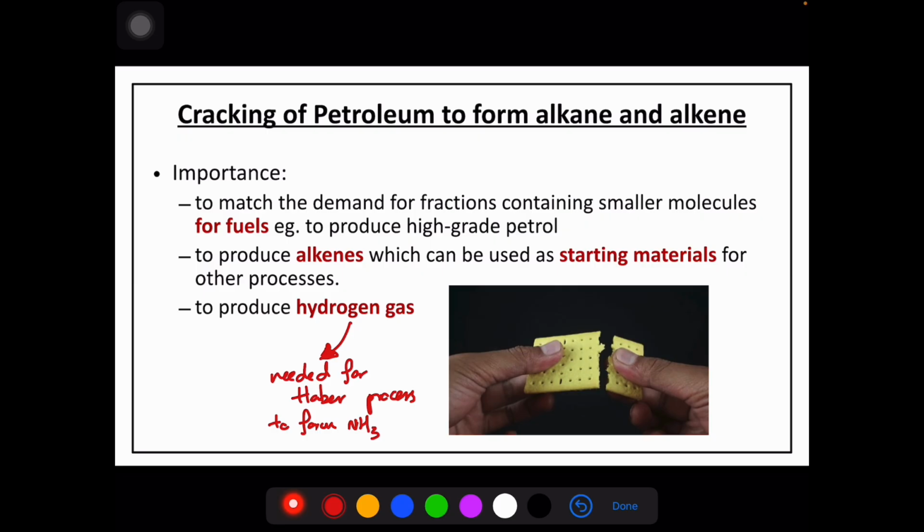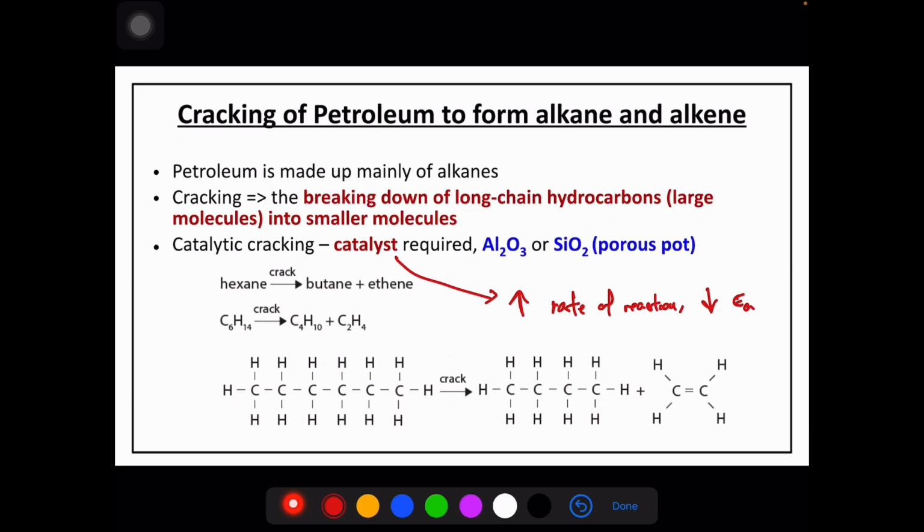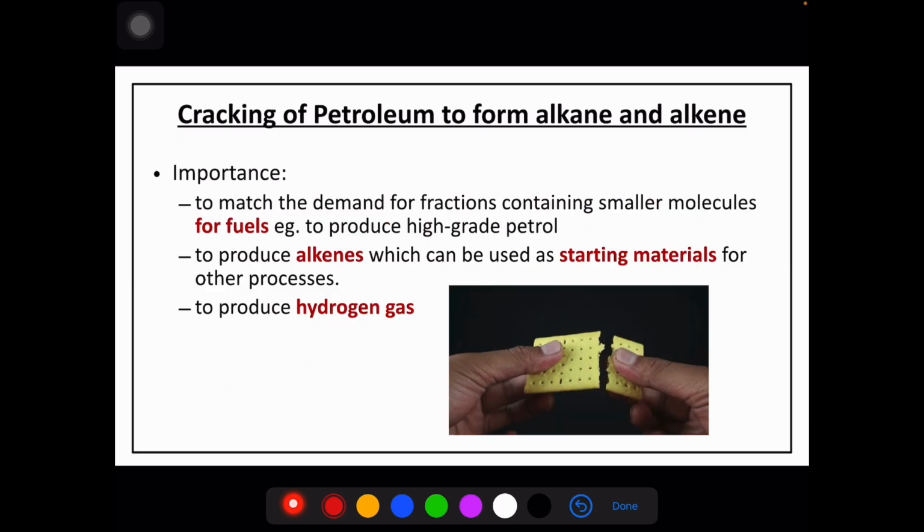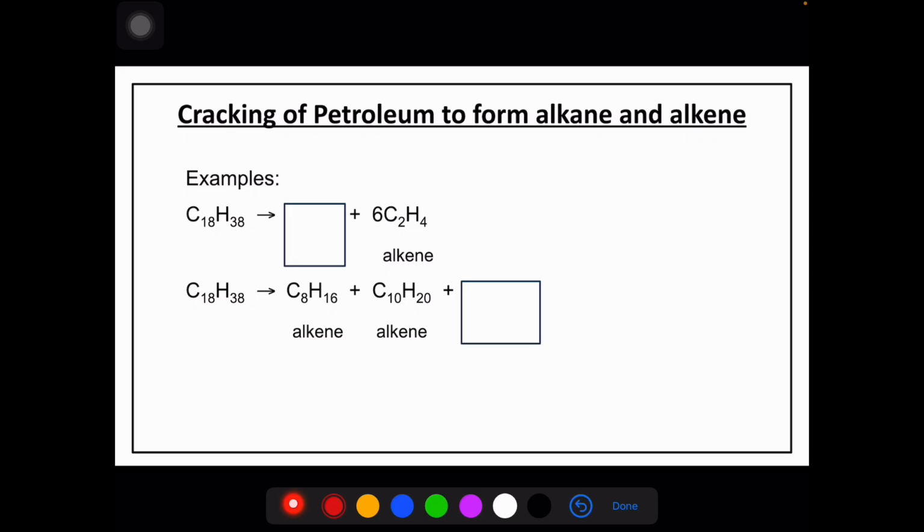So how do we actually go about deriving what is formed in the cracking process? It's actually not very complicated. All you need to do is to count the number of carbons on the left hand side as well as the number of hydrogens and compare to the right hand side. Because cracking is just saying that you split them apart, so the number of atoms must still stay the same.